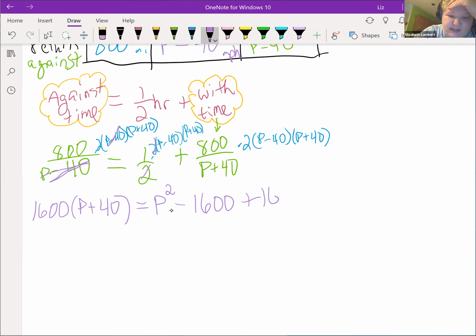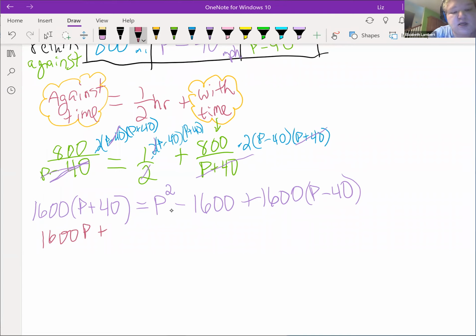Plus 800 times 2 again is the 1600. And then the p minus 40. So we do have a quadratic, but it looks like there's only that one squared term, so this should factor. Alrighty, so 1600 p plus 16 times 4 is 64. Oh, because there's 3 O's. Good Lord, that is insanely huge. Minus 1600 plus 1600p minus 64.